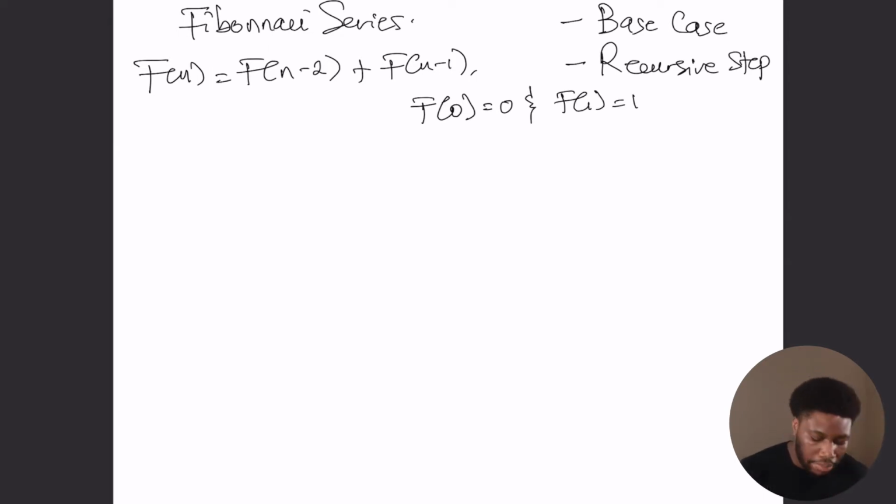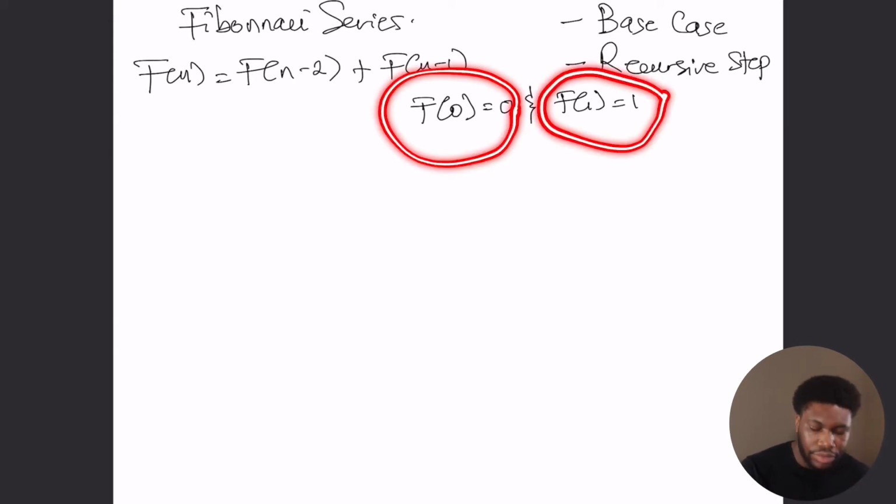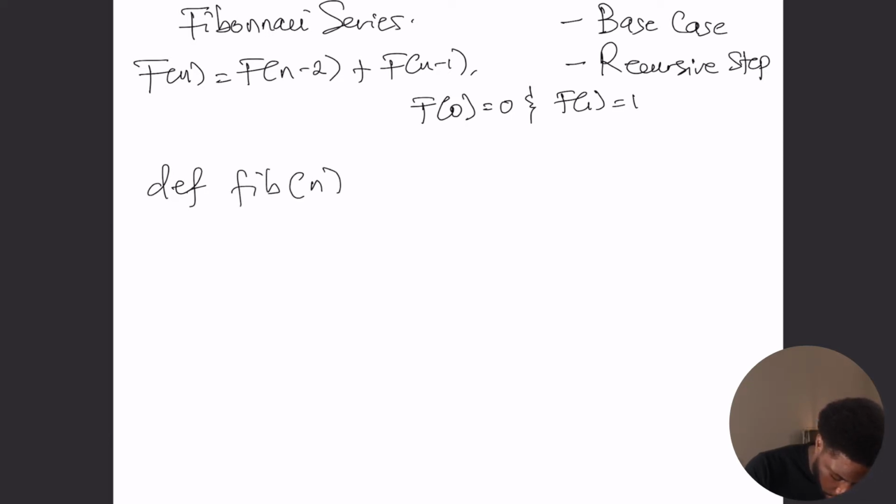In this case, our base case will be for where n is equal to 0 and for where n is equal to 1, because for those cases, we can simply return 0 and 1 as the result. We can no longer break down the problem into any recursive steps. Translating this into code, we have: if n is less than or equal to 1, we simply return n.